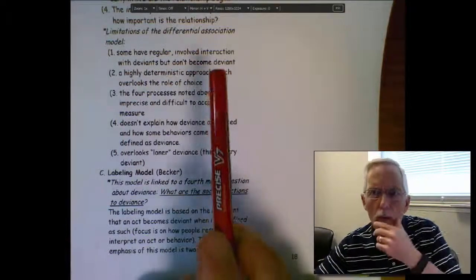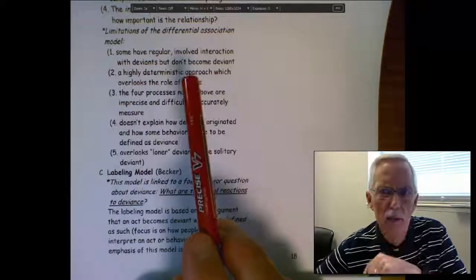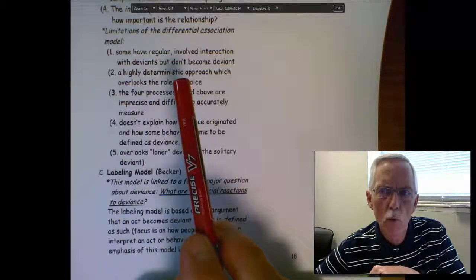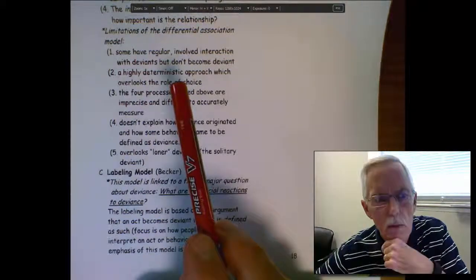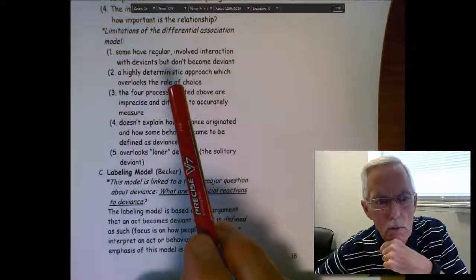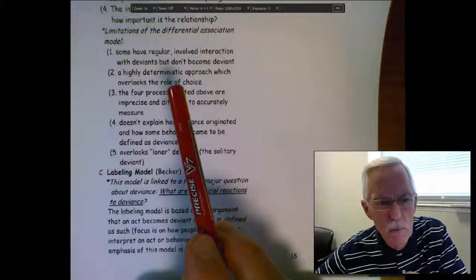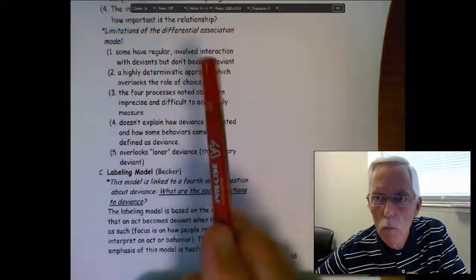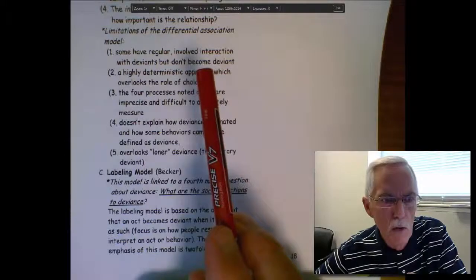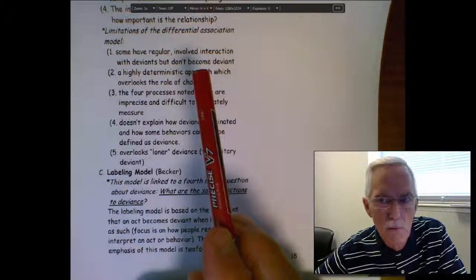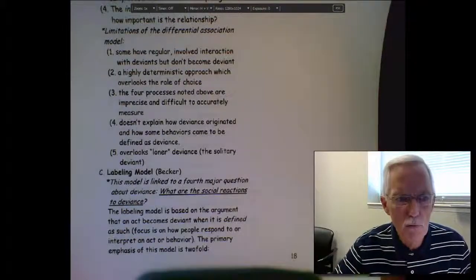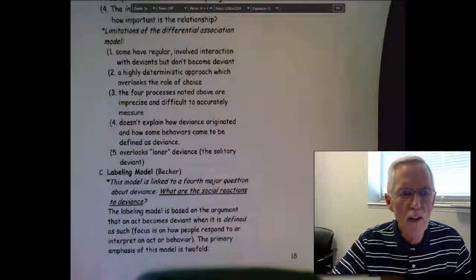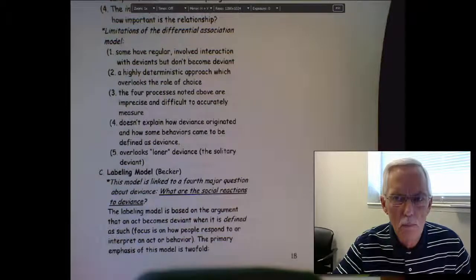Right off, okay? You can recognize this. Can there be people who have regular and involved interaction with deviants that don't become deviant themselves? Can you think of any? How about some professionals? Well, judges, lawyers, police officers, counselors, probation officials. But then you can go one step further. What about family members and friends? They may regularly interact with a deviant person, but they won't become deviant themselves.